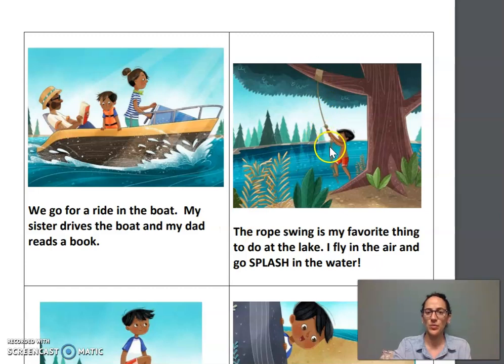The rope swing is my favorite thing to do at the lake. I fly in the air and go splash in the water. I want to do that. Do you want to do a rope swing too?